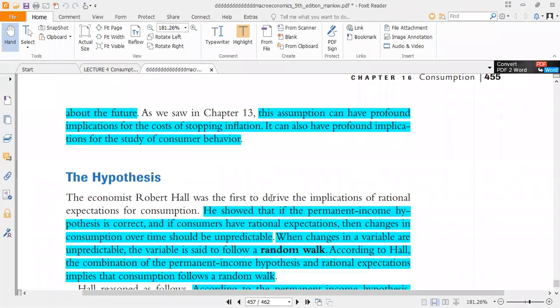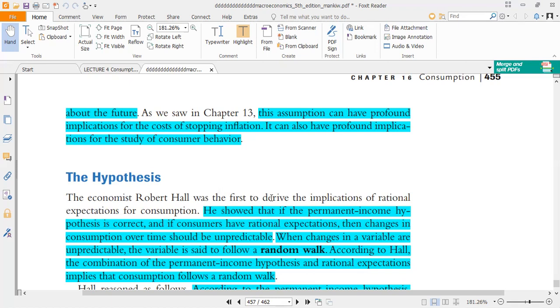So as soon as that unexpected news comes in that they are going to increase tax, it is going to change my expectations about my lifetime income. And as a result, I'll have to change my level of consumption. But this change was totally unpredictable. I didn't know that there was going to be an increase in income tax, which was going to affect my lifetime income.